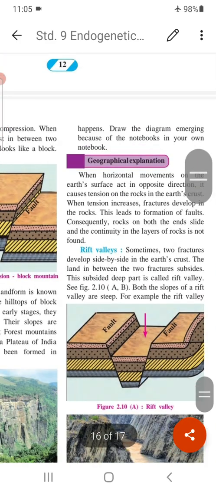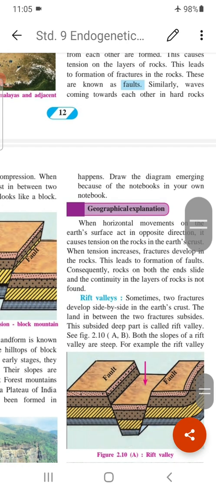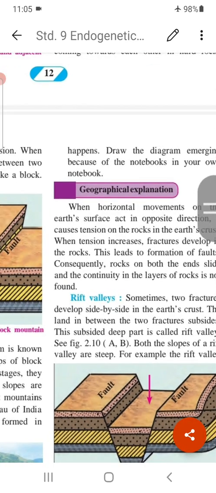Fine. And what is the impact of this activity? When horizontal movements on the earth's surface act in opposite direction, see here, directions are opposite, it causes tension on the rocks in the earth's crust. When this tension increases, fractures develop in the rocks. Now what happens here? Horizontal movements, okay, parallel or straight movements you can say, on the earth's surface act in opposite direction. What is the direction of these movements? Opposite. What does it cause? It causes tension, and due to tension it breaks.